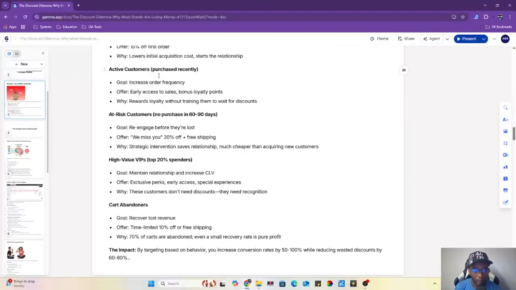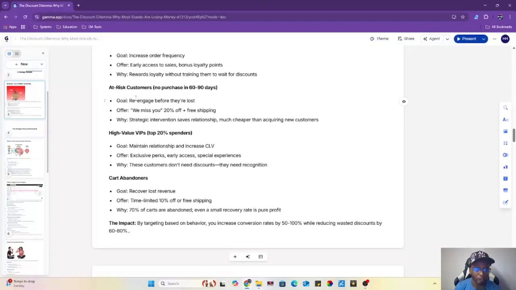Active customers, purchased recently. Goal, increase order frequency. Offer early access to sales, bonus loyalty points. Why? Rewards loyalty without training them to wait for discounts. At-risk customers, no purchase in 60 to 90 days. The goal here is to re-engage before they are lost. Offer them a "we miss you" 20% off plus free shipping. Why? Strategic interventions save relationships, much cheaper than acquiring new customers.